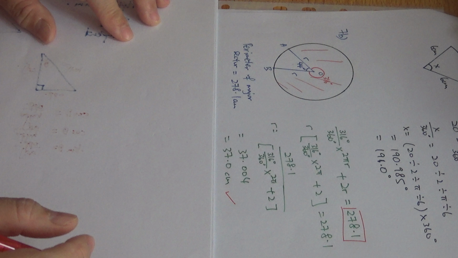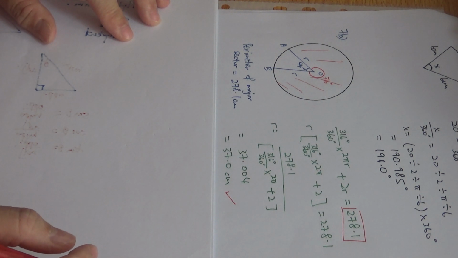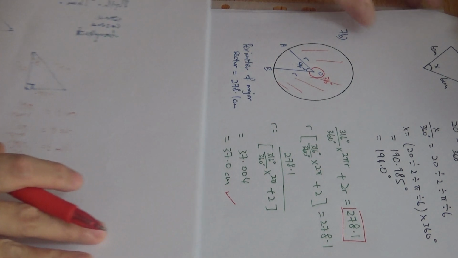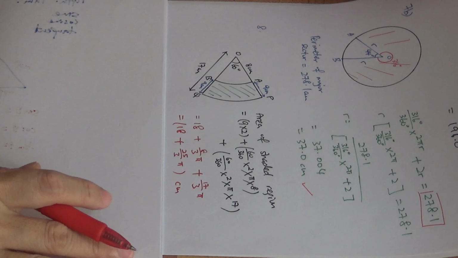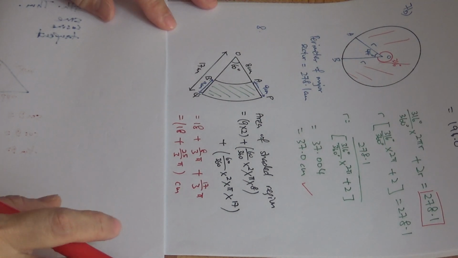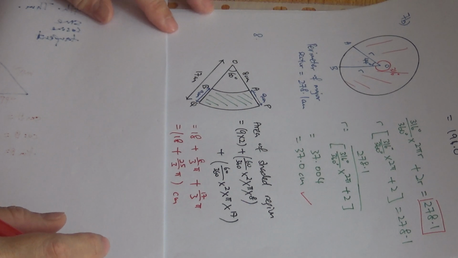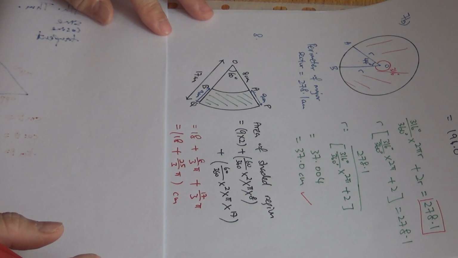Okay, now next, question 8. The figure shows two sectors, OAB and OPQ, with O as the common center. The lengths of OA and OQ are 8 cm and 17 cm respectively. Given the angle AOB and angle POQ is 60 degrees, find the perimeter of the shaded region, giving your answer in the form A plus B pi, where A and B are rational numbers. Rational numbers means that they can be put in the form of fractions.